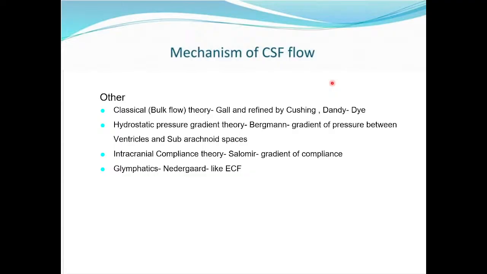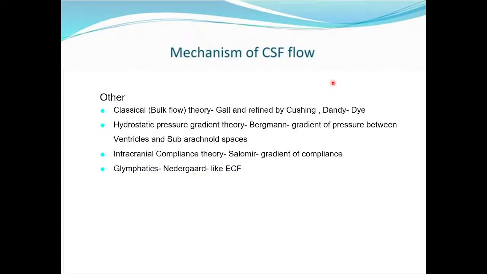Then the hydrostatic pressure gradient theory of Bergman: the gradient of pressure between the ventricles and subarachnoid spaces. As I said, the subarachnoid space is made of cisternal spaces that have different cavities without opening but having different pressures. So, that difference in pressure causes a gradient and causes flow of the CSF from ventricle to cistern, and then to the arachnoid granulation for absorption.